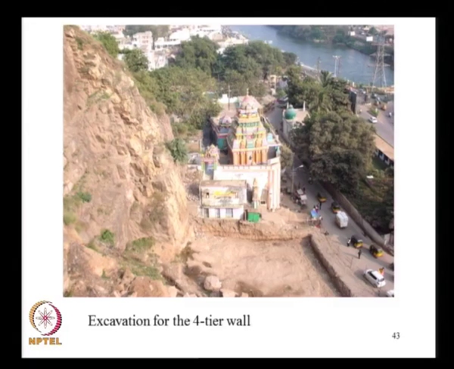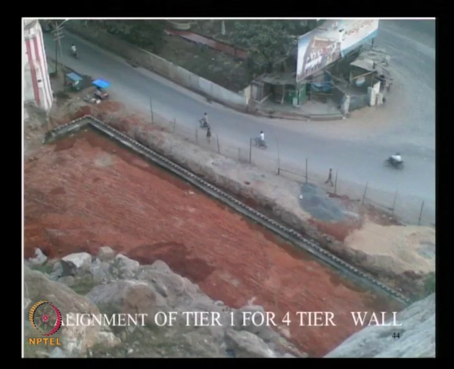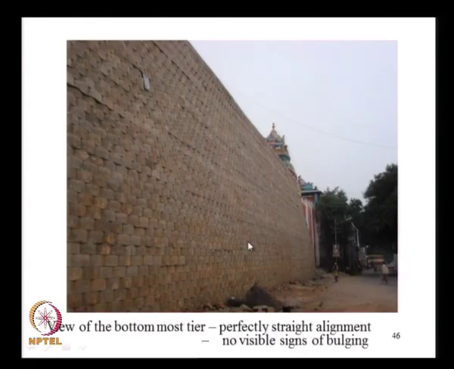This is at the bottom of the slope, and then the soil is being built up to this level, and this is the construction stage. Actually this is the long wall all around, then we place the soil, and this is the finished wall. This is the 4th tier, the upper tier, 3rd tier, 2nd tier, and the 1st tier, and this is the view of the bottommost wall.